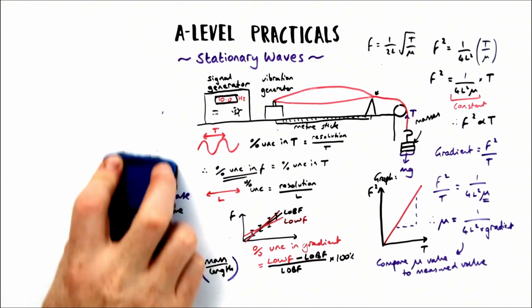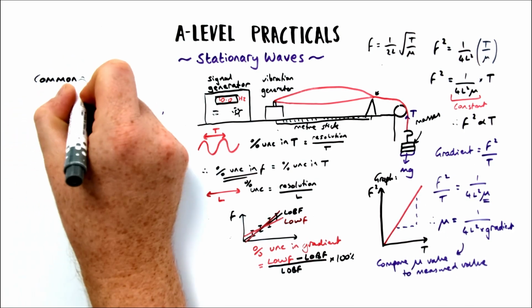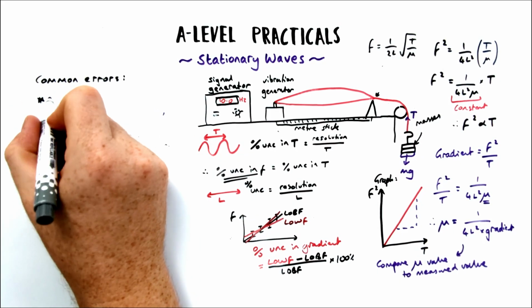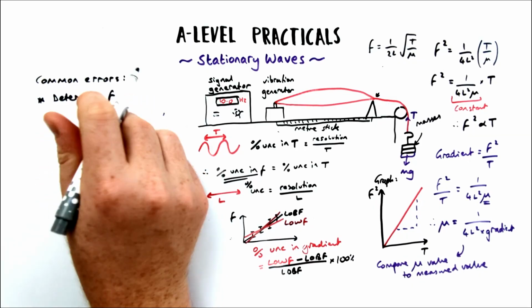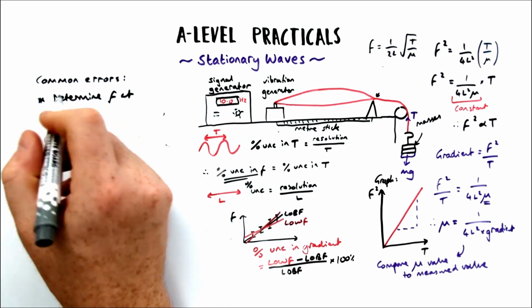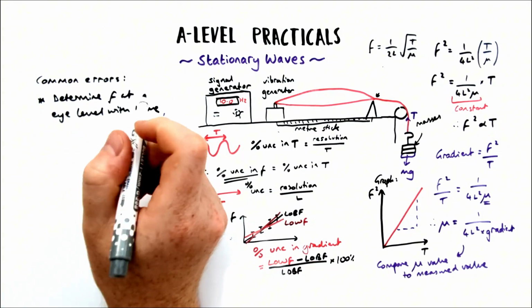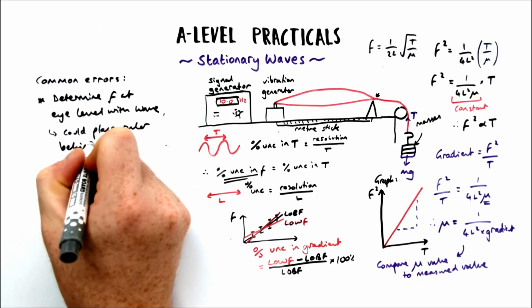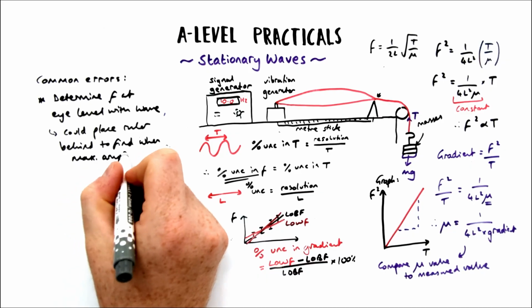Let's have a look at common errors in this practical, or errors that can occur. So the main one is a practical physical one, which is determining the exact frequency at which the first harmonic occurs. Because sometimes it could be hard to see exactly where that frequency is, because the wire is always vibrating. How do you know exactly where it's the highest? So you need to make sure you do this at eye level with the wave, and you could place a ruler behind it to find when it's at its maximum amplitude, so it's easy to see, but make sure you're measuring it from the same position each time to avoid parallax error.